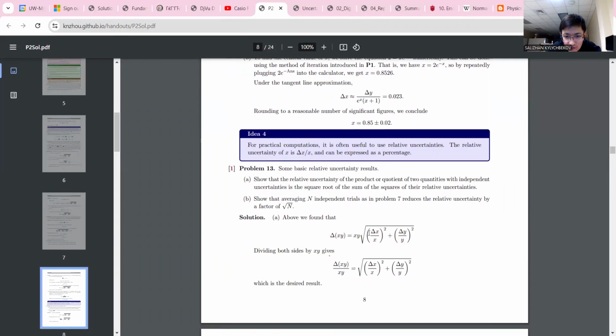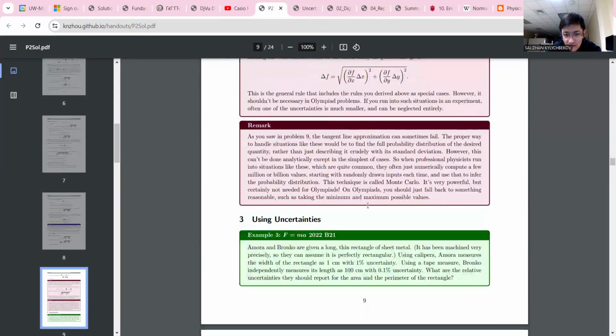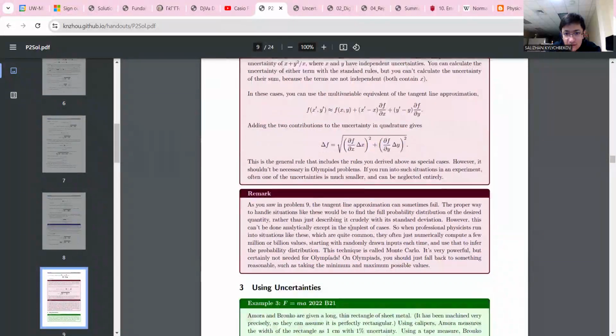Anyway, the problem shows that averaging reduces the relative uncertainty by a factor of square root of n. This is very important to know, as I always mentioned a couple of times. This is the universal equation that we were mentioning.